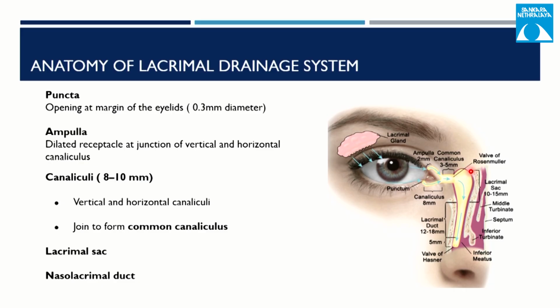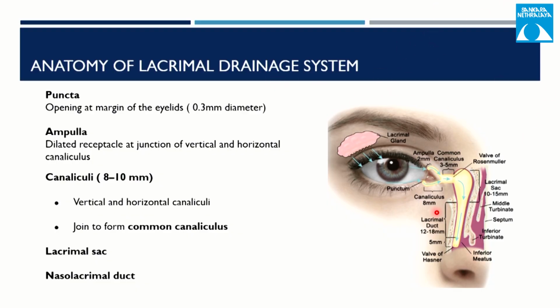So what is the ampulla? Ampulla is basically a receptacle below the puncta, ma'am, at the junction of the vertical and the horizontal canaliculi. So that is different from horizontal and vertical canaliculi. Okay. So it then opens into the lacrimal sac in the lacrimal fossa.